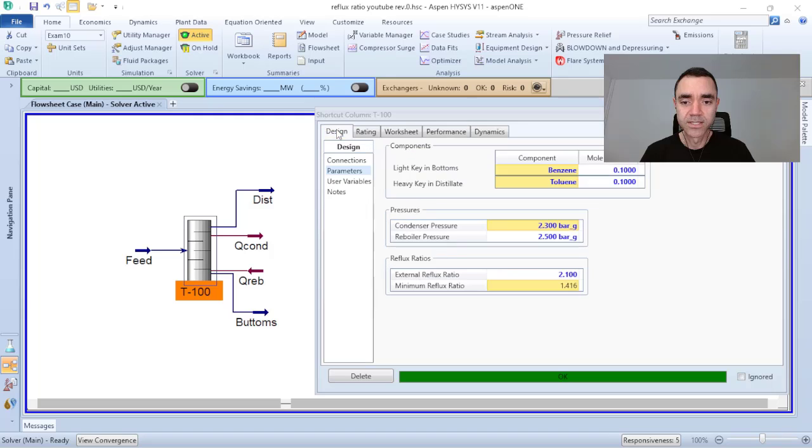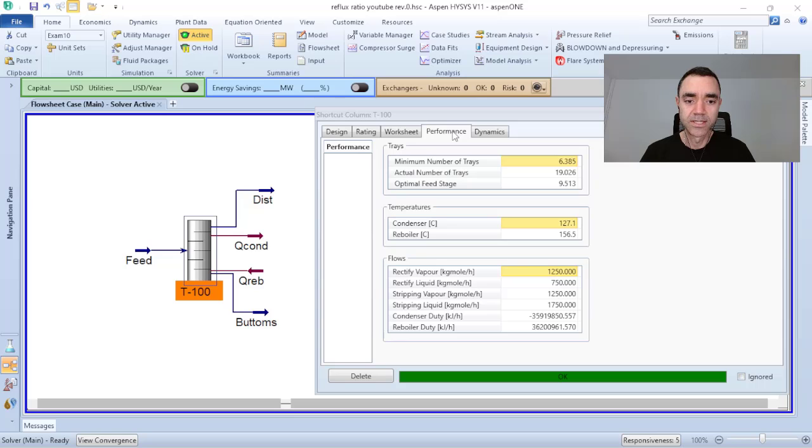So if I return to design and now, instead of using 2.1, I use for instance 1.5. It's above the minimum reflux ratio, but very near. So when I click on enter and I return to the performance tab, now instead of the 13, I have 20 trays.